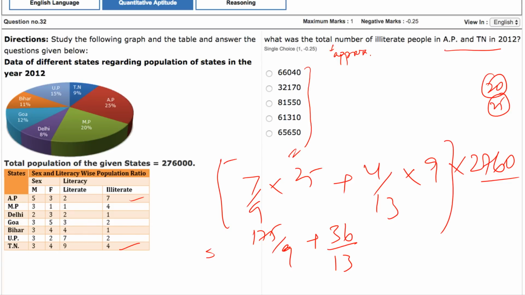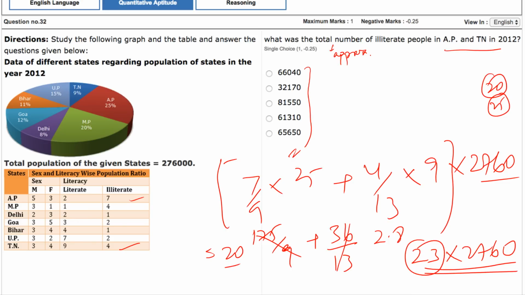So this is clearly 13 3s are 39, so this will be roughly around 2.8 here. And this one is 20 times almost 180, so this will also be around 19.8 or something like 20. So this is roughly 23% of 2760. Okay, now this part is interesting. If I come to this, then I can do something. 22 to 23% of 2760 is what I am looking at.